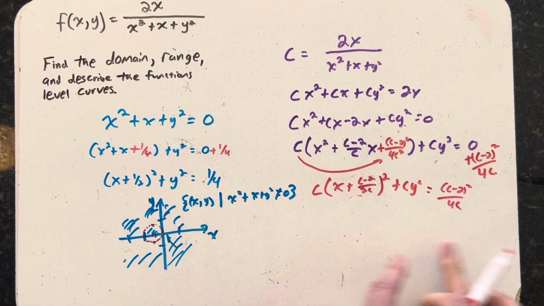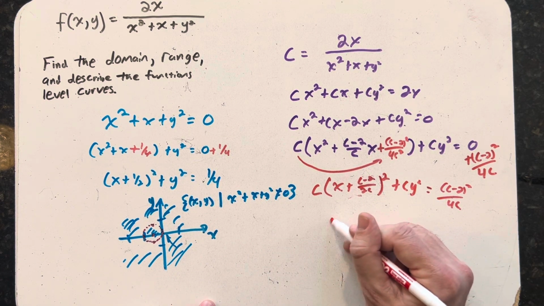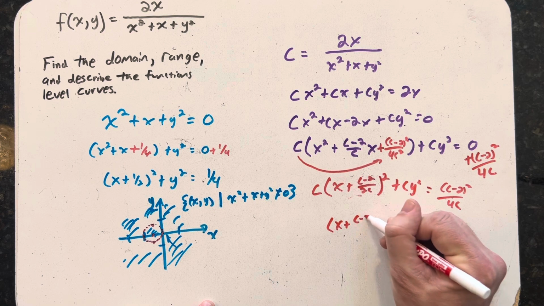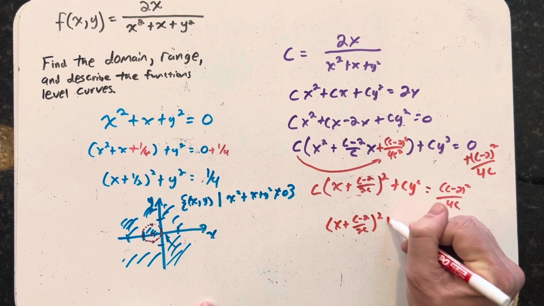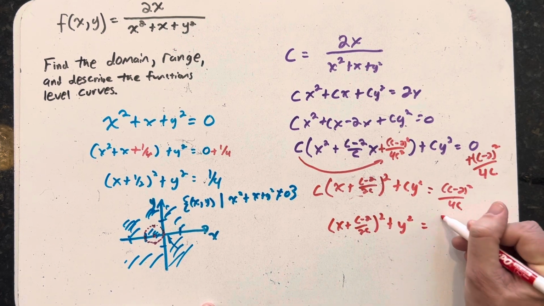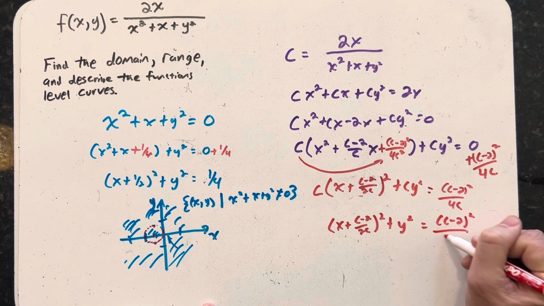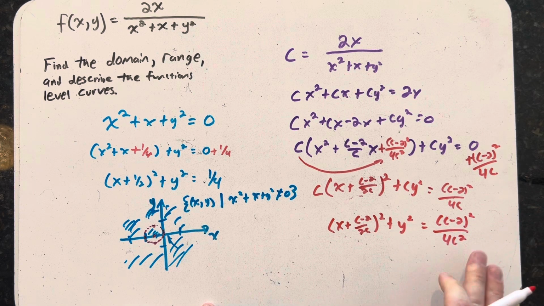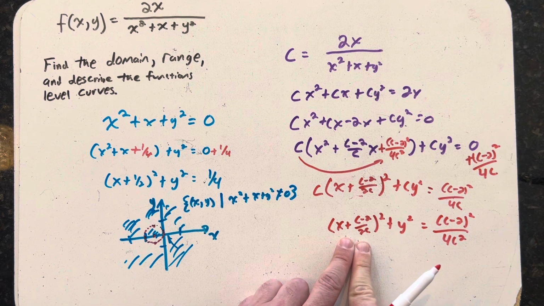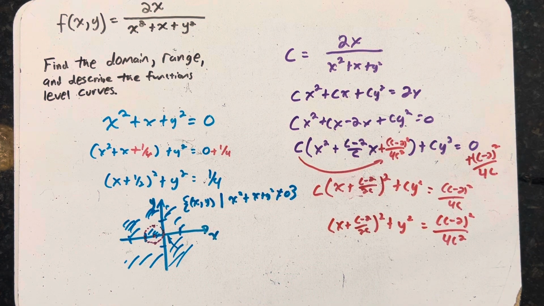All right, well now I can easily divide out the c, and I guess I could have done that at the beginning, but now I'm looking at the equation of a circle, with a radius that's the square root of this and centered at ((2 minus c) over 2c, 0). So what is that telling me? Well, that is telling me that all of my level curves are circles in the domain, except for maybe one exception. We'll talk about that in a minute.